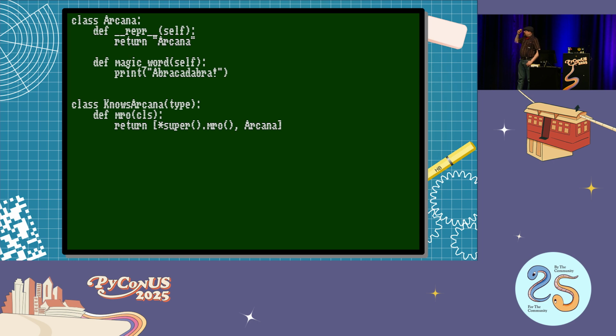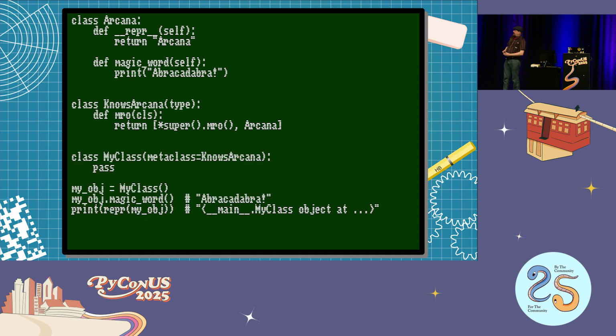One way to do that is to define a metaclass and change the method resolution order. I am using the existing one. You see me unpacking super MRO. So that's the default method resolution order for this class. And then I'm adding arcana on the end. So I'm not inheriting from it at any time. After I check everything, including object, then I check arcana last.